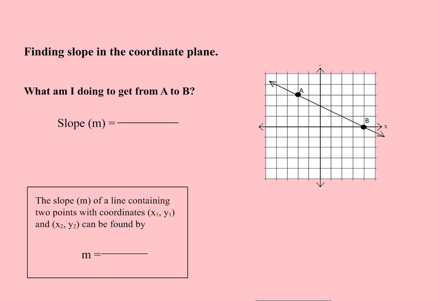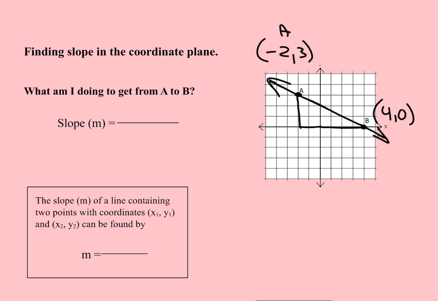All right, so if you find slope in the coordinate plane, what you're doing is literally measuring how steep this line is. So what you need to remember is, how do I get from here to here, and what am I measuring that with? Well, you've got to look at where these points are located and figure out what they are. So letter A is (-2, 3). Letter B is (4, 0).